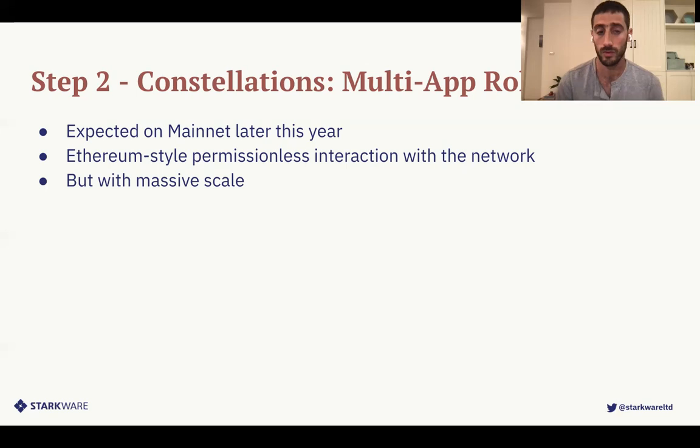And we expect this to be live on mainnet later this year, probably by the last quarter of this year. I said that it will be an Ethereum-like state, but what it will offer is a massive scale. Again, I don't want to throw numbers in the air, but they won't be very different from what we've demonstrated with StarkX, and hopefully even better, right? So this is the second step, and we expect it somewhere by the end of this year.